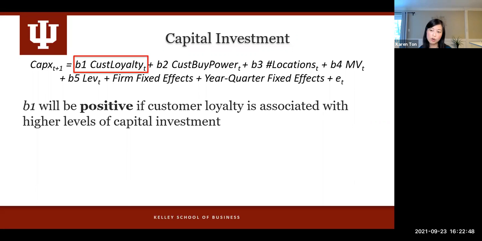And here the coefficient on our customer loyalty measure is going to be positive if customer loyalty is associated with higher levels of capital investments.